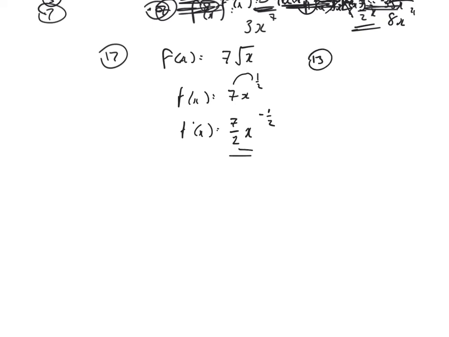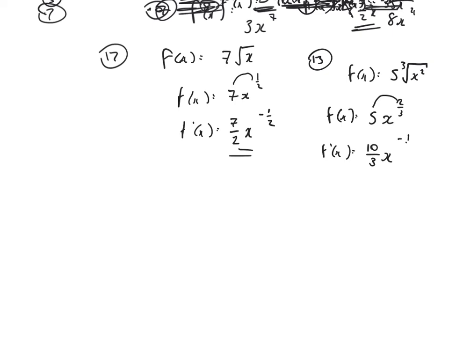Example 13. F of x equals 5 times the cube root of x squared. Okay, so I just need to remember that rule in getting rid of this root. So it's going to be 5 times x to the 2/3. Now I can differentiate, bring the power down, multiply, take 1 away from the power. 2/3 times 5 is 10/3. 2/3 take away 3/3 is minus 1/3.